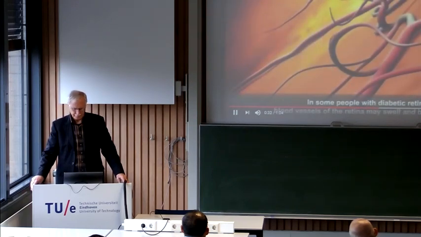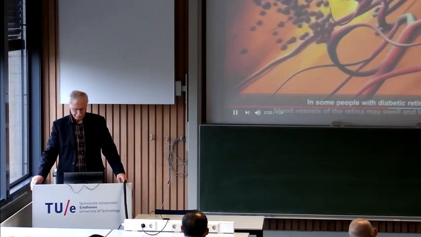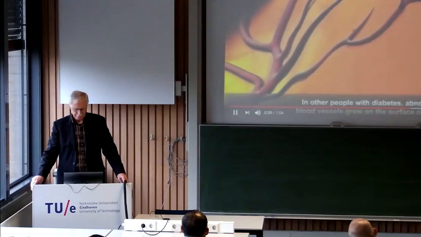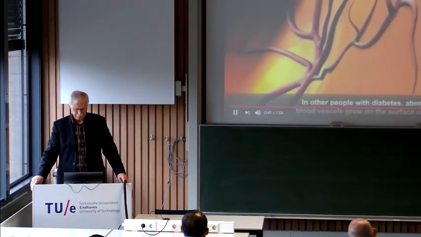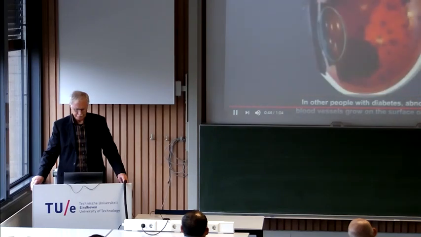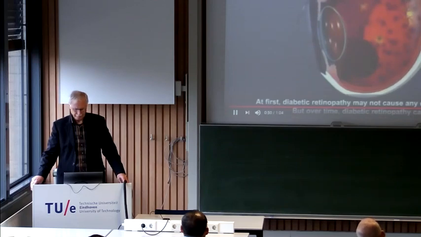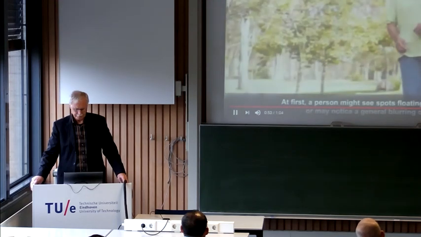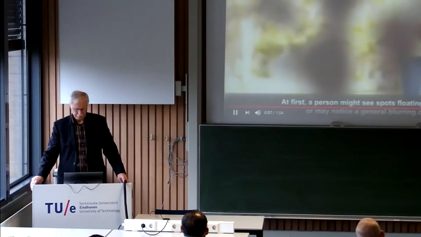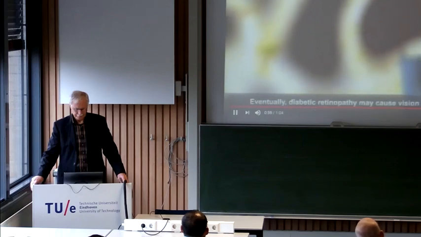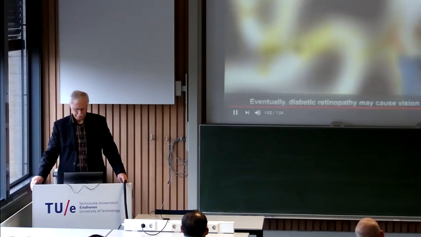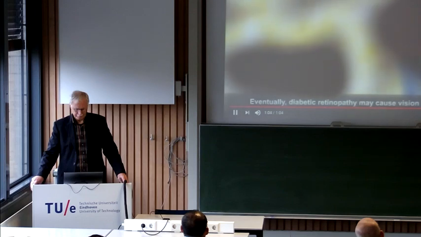In some people with diabetic retinopathy, blood vessels of the retina may swell and leak fluid or blood. In other people with diabetes, abnormal new blood vessels grow on the surface of the retina. At first, diabetic retinopathy may not cause any changes in vision, but over time, diabetic retinopathy can get worse. At first, a person might see spots floating in their vision, or may notice a general blurring of vision. Eventually, diabetic retinopathy may cause vision loss and even blindness.